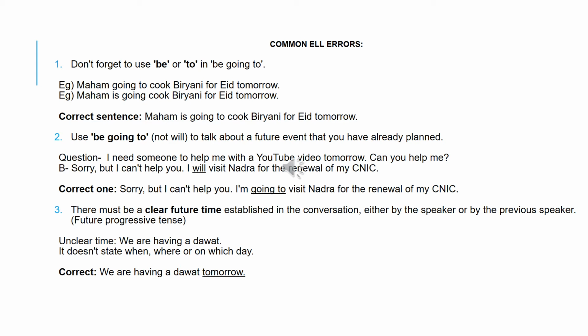Alright, let's look at the third one. There must be a clear future time established in the conversation, either by the speaker or by the previous speaker. This is basically targeting the future progressive tense. So let's look at the example.